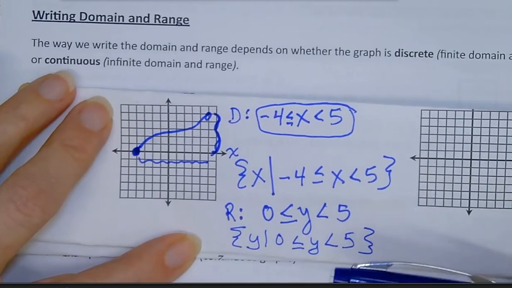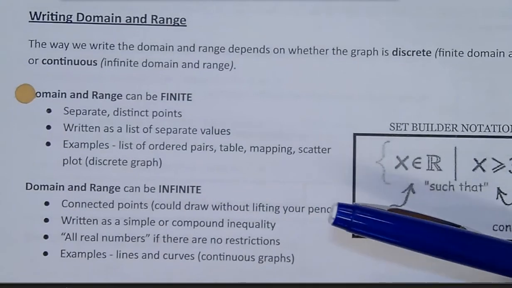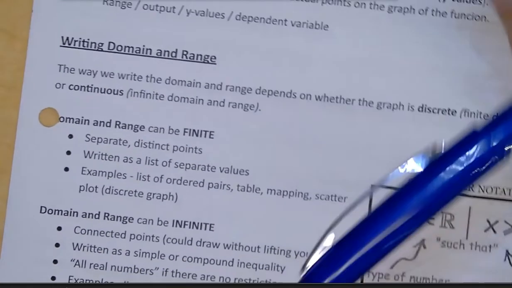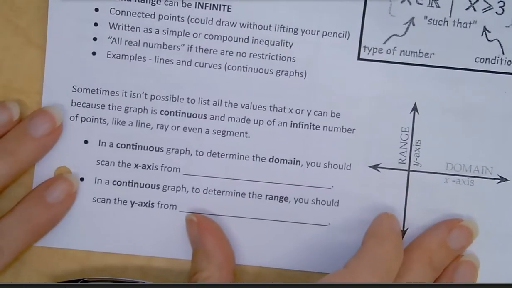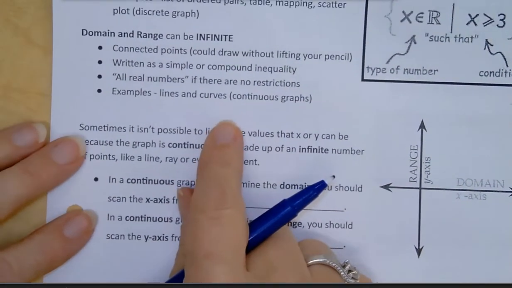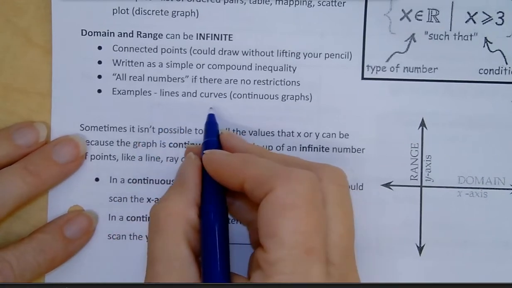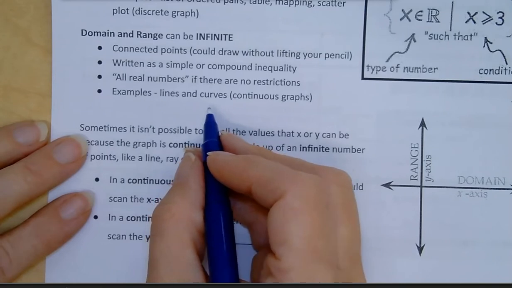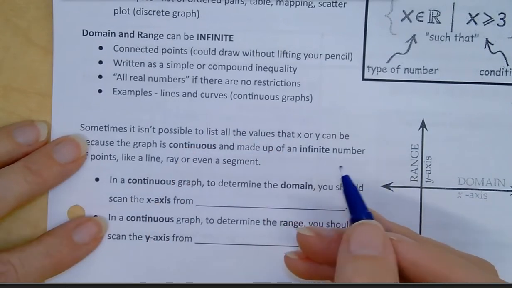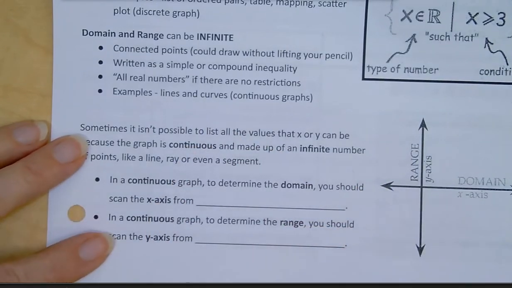Okay. All right, so let's take a look at your actual notes. We can have examples where we have all real numbers. The line continues on forever, left and right. And so we would go from -infinity all the way to +infinity, and I'll show you how to write that shortly.